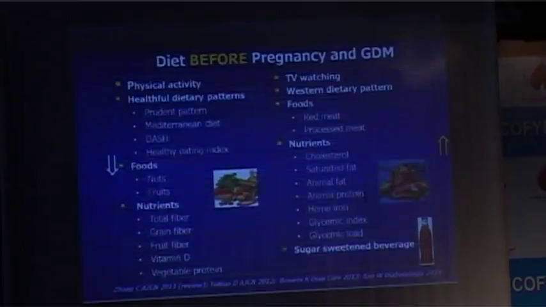Okay, so again this is a repetition of the previous slide, but with more focus on the foods. Nutrients such as cholesterol, obviously. Increasing fat in your diet can increase the risk of gestational diabetes. Increasing animal protein increases the risk of gestational diabetes.